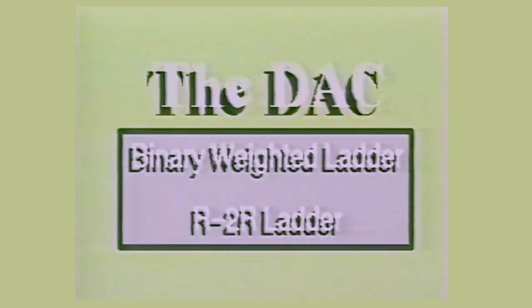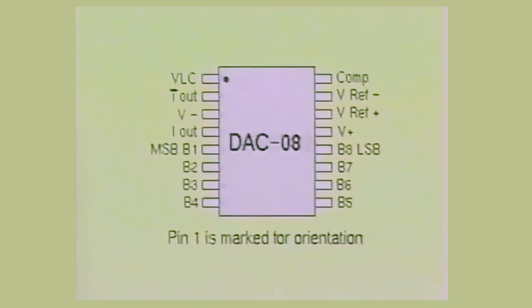So far, we have discussed the basic operating principles of two of the most common types of digital-to-analog circuits being used today, the binary weighted ladder and the R2R ladder. Next, we shall examine a common DA converter device. Here you see the DAC-08 integrated circuit. It is an 8-bit current output digital-to-analog converter IC.